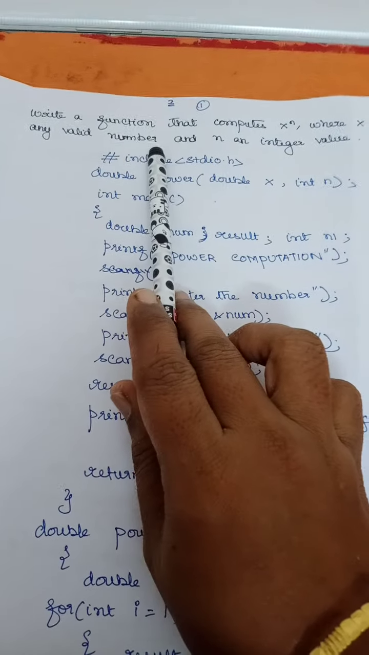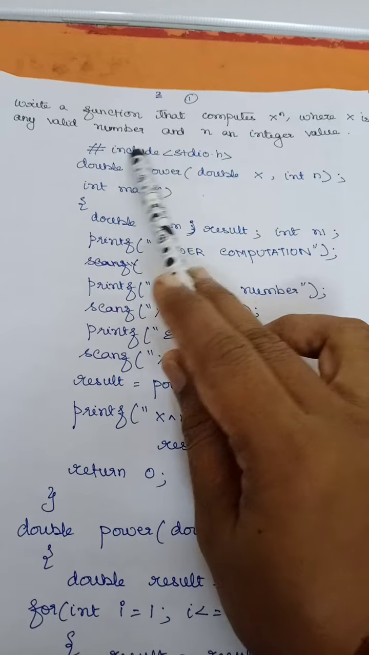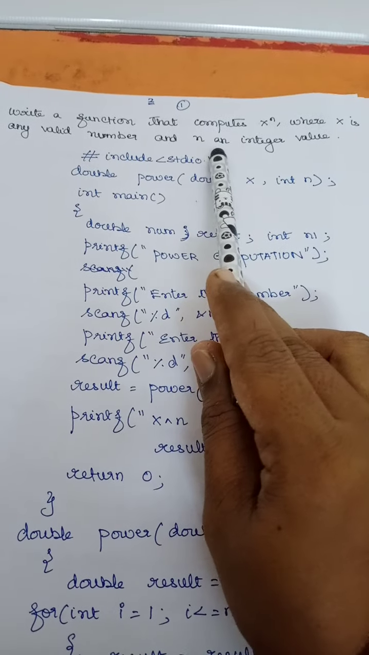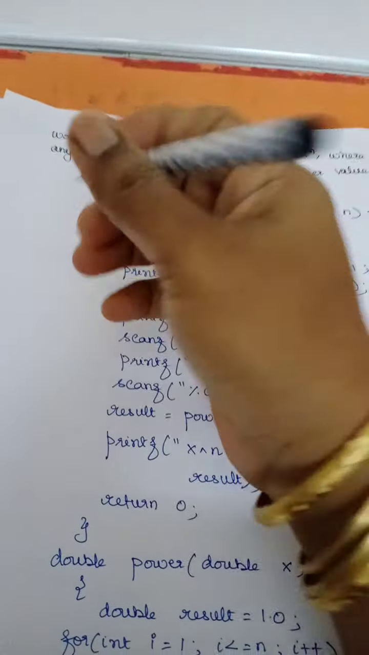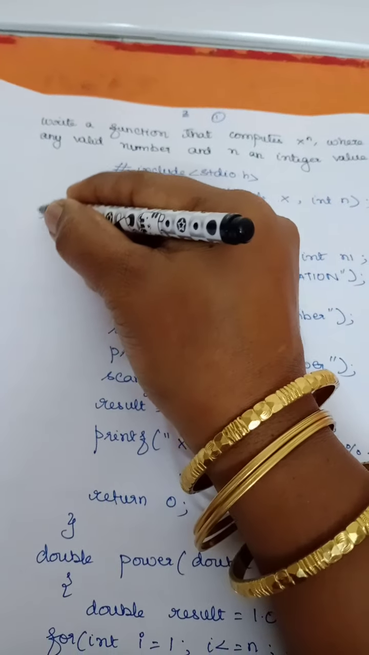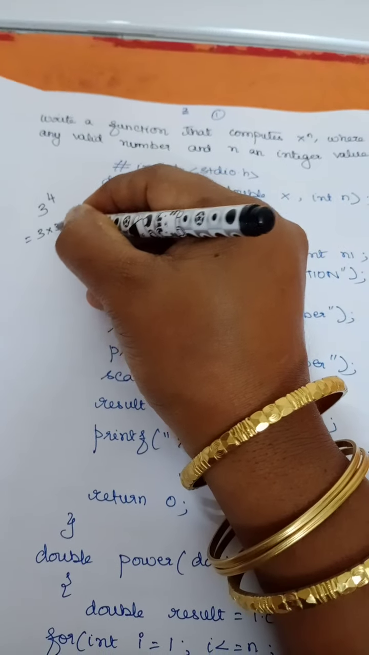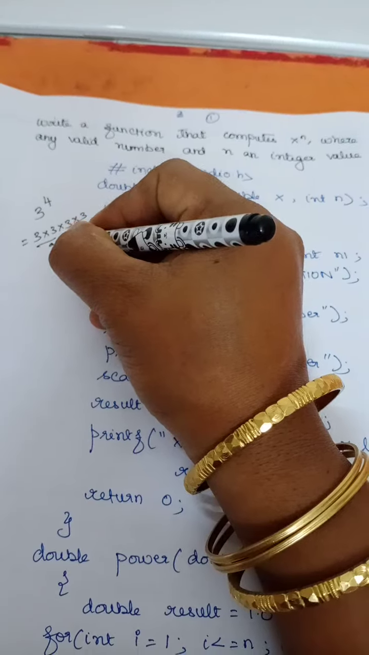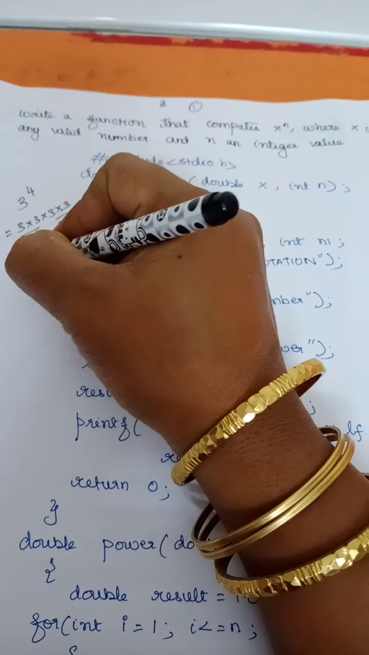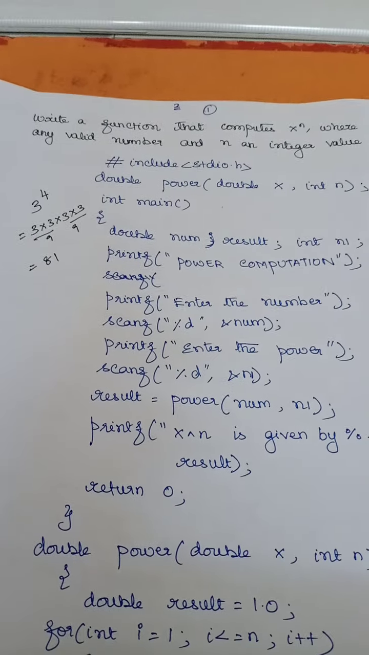Write a function that computes x power n, where x is any valid number and n an integer value. So this is nothing but, if I have 3 power 4, what is 3 power 4? It's nothing but 3 into 3 into 3 into 3. So this is nothing but 9 and this is nothing but 9. So the answer is going to be 81. So this is the answer I should get, right?